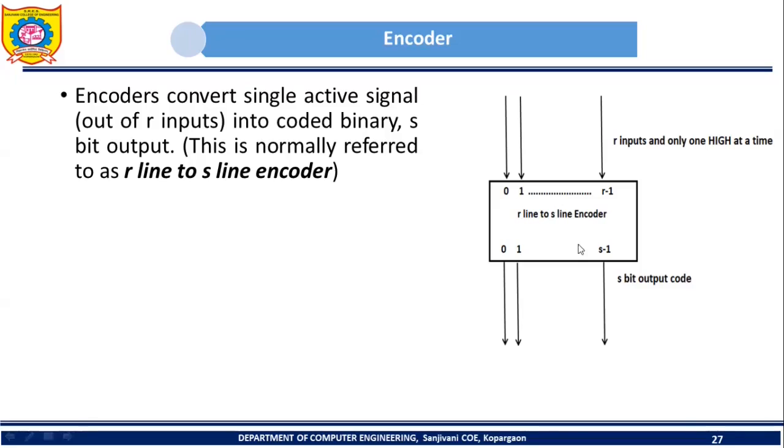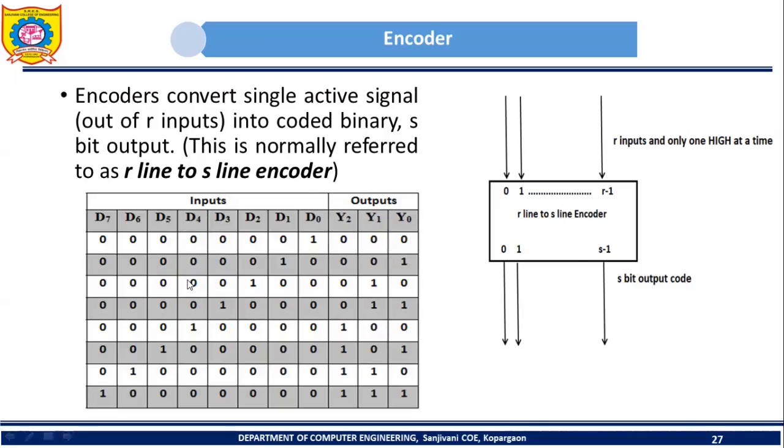Again, let's try to understand this working with the help of this truth table. This is the truth table of an encoder. In this truth table you can see that there are 8 inputs, D0 to D7, and 3 outputs, Y0, Y1 and Y2. Let's consider the first row of this truth table. What does this first row indicate? This first row indicates that out of these 8 inputs only one input is active, which is input D0.